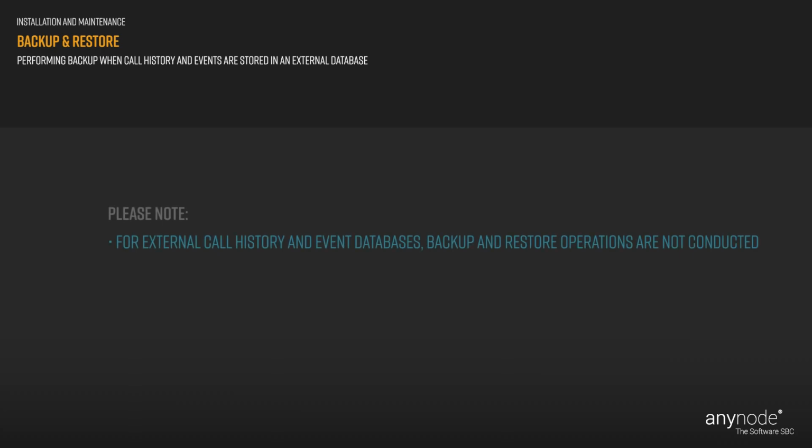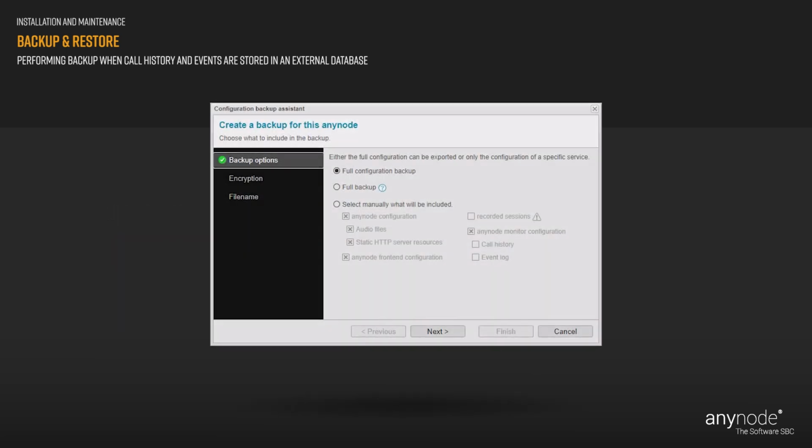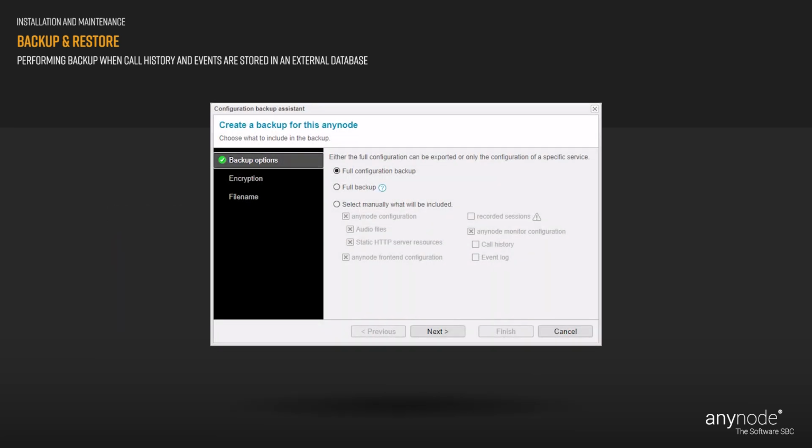Performing backup when call history and events are stored in an external database. For external call history and event databases, backup and restore operations are not conducted. These processes are exclusive to the internal SQLite database. Only the access to the external database is backed up and restored. For the external database, utilize a full backup including the anynode monitor configuration under the backup options. The anynode monitor configuration always includes the setup for accessing the external database.